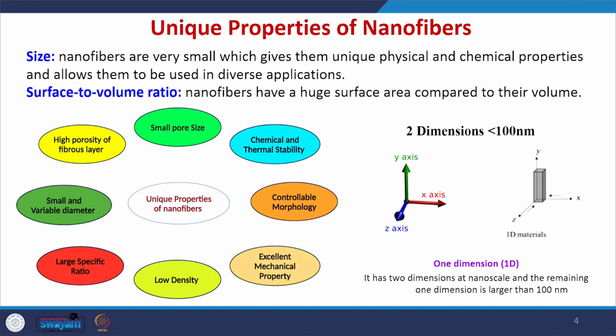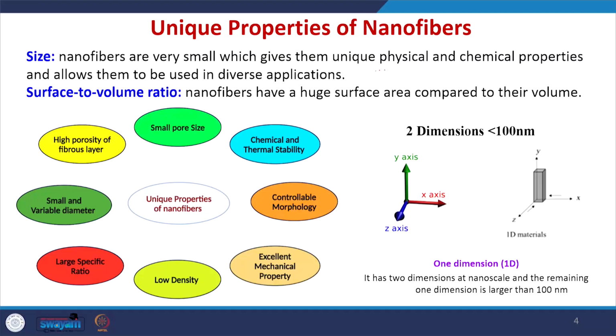So, what are the unique properties of nanofibers? Nanofibers are very small in size, which gives them unique physical and chemical properties, so that allows the nanofibers for various applications. Nanofibers also have a huge surface area compared to their volume, and these nanofibers come under 1D material, that is one dimensional materials. It means it has 2 dimensions at nanoscale and the remaining 1 dimension is larger than 100 nanometer.